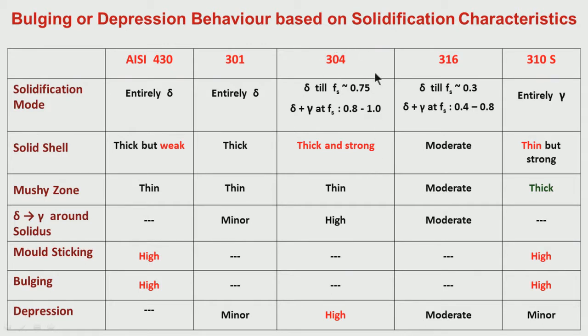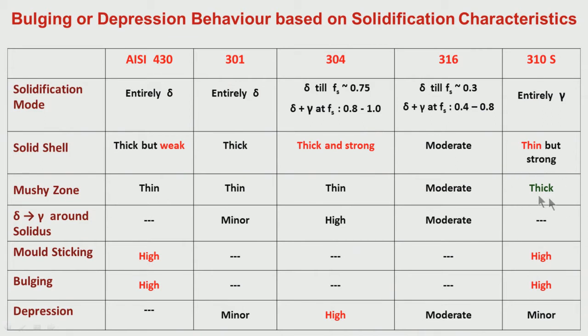For 304, the nickel equivalent by chromium equivalent is around 0.55 to 0.56. Here it has a lot of depression tendency. For low nickel equivalent by chromium equivalent, for 430 and 301, depression is not there, only sticking and bulging. Similarly, for high nickel equivalent by chromium equivalent, that means when the solidification is only through austenite, we have a high tendency of mold sticking and bulging. Depression is not there at all.